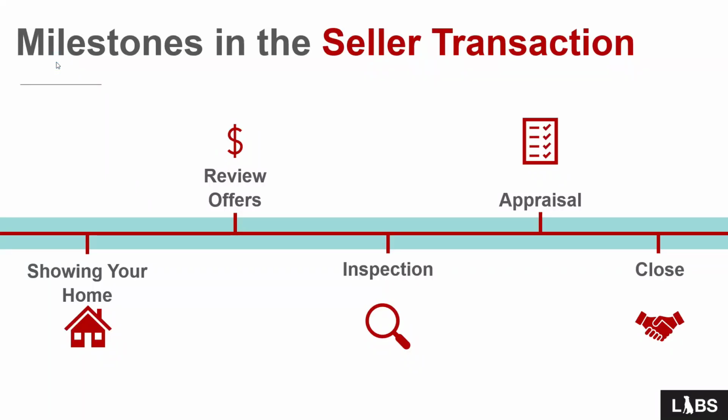Some typical milestones in, say, a seller transaction: you show your home, you review offers, you have inspections, you do appraisals, and then you close the transaction. Now, this is a general sense of the big milestones that might happen. There might be several other things that you might want to go over with your clients or that you might do in running your business. So we're going to take a look at what some of those things might be.